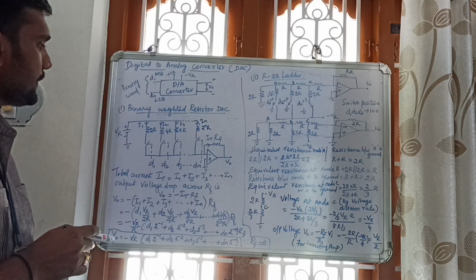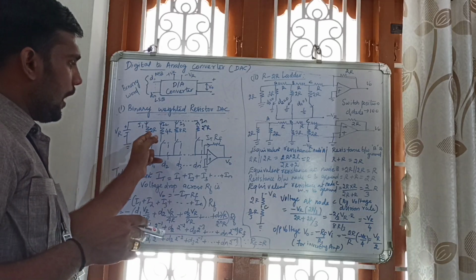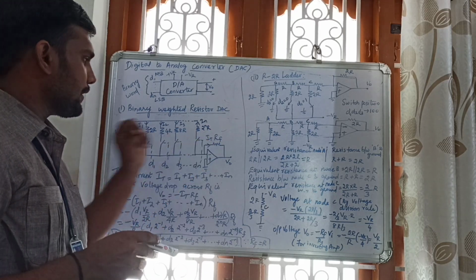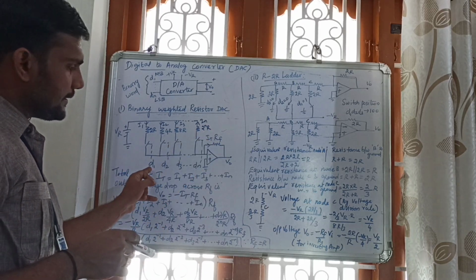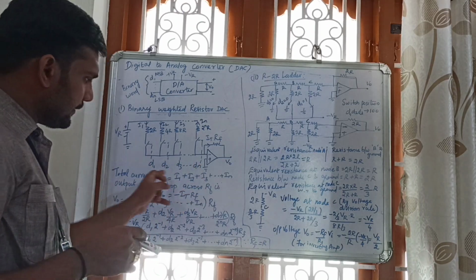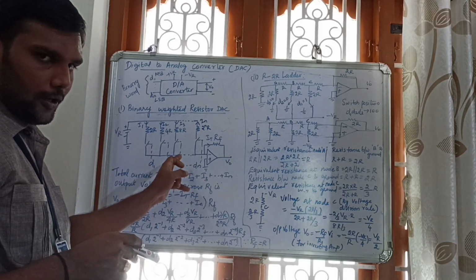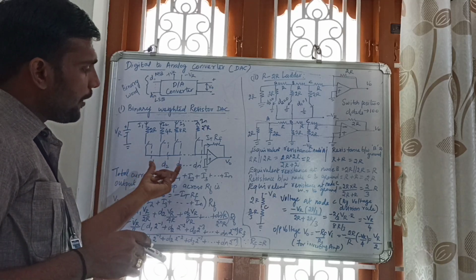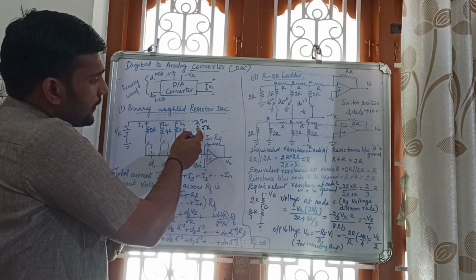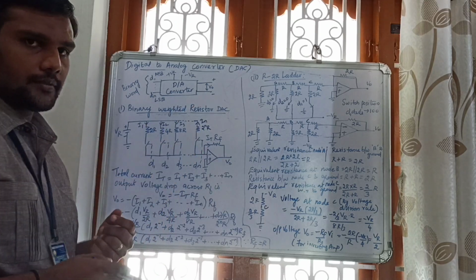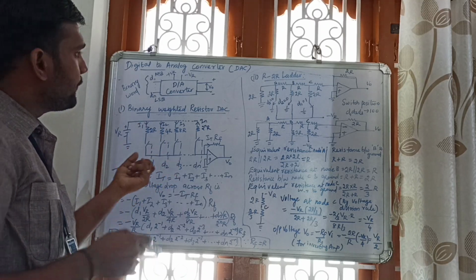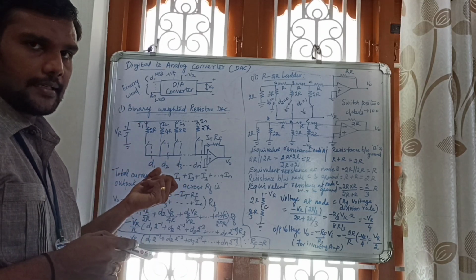Then the resistors 2R, 4R, 8R up to 2^N R are used. Here the digits are D1, D2, D3 up to Dn, so these are the digital input. If the number of digits is more, the resistance value will be very high. So that is one of the drawbacks of this binary weighted resistor DAC.